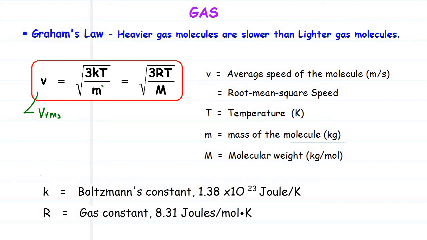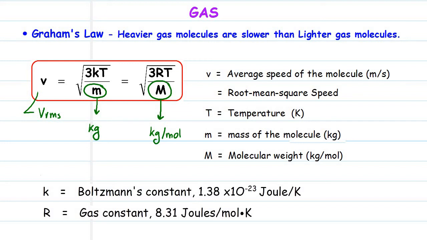So if you are given little m, which is the mass of a single molecule in kilograms, you may use the first formula. But if you are given the value of the molecular weight or the molecular mass of the gas, and it needs to be in kilogram per mole, then you can use the second formula. Normally the Boltzmann constant k and the gas constant R are given in the exams, so you should not need to memorize them.